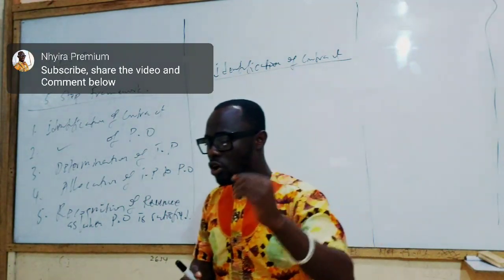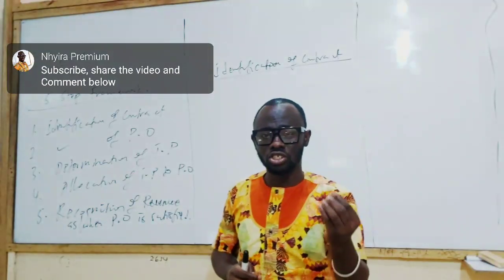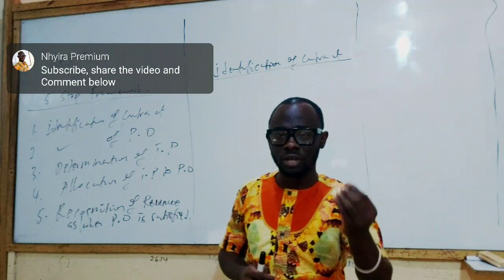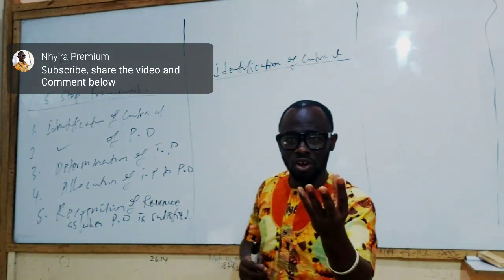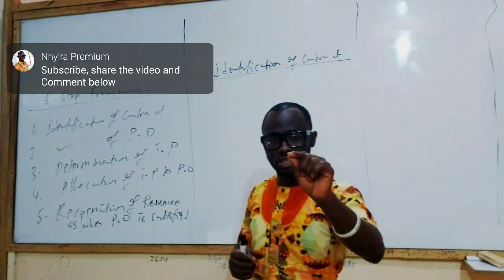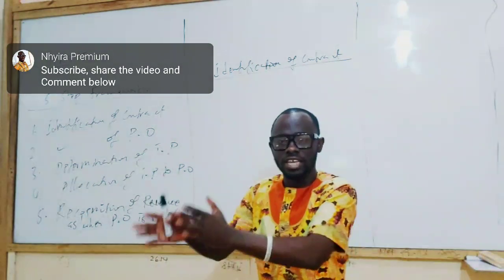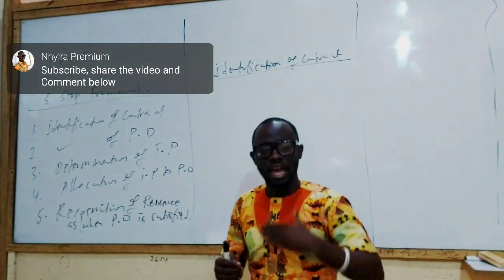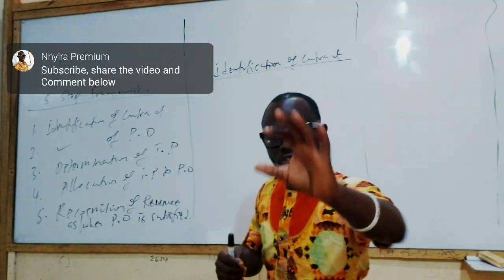Three, the contract has a commercial substance. Very, very important. The contract has a commercial substance. Now, what does that mean? It means that there is a value on the contract. So in the example I'm using now, you come to me, Nhyira, teach me for 2 months for the ICA, and I say, okay, I'm going to teach you for the 2 months, but I'm going to charge you $5,000.